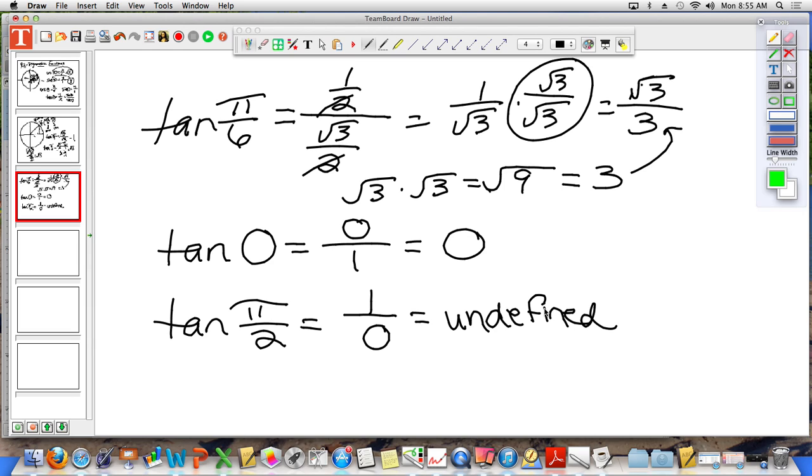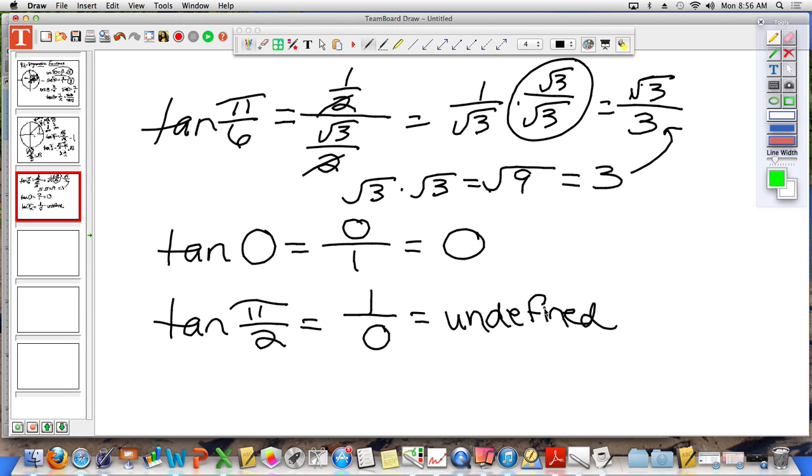Is it the same thing with pi? At 270 degrees, it will be undefined, yep. What about pi? Go to pi. It would be 0. Pi, yep, it would be 0 divided by negative 1. 0 divided by negative 1 would be 0.